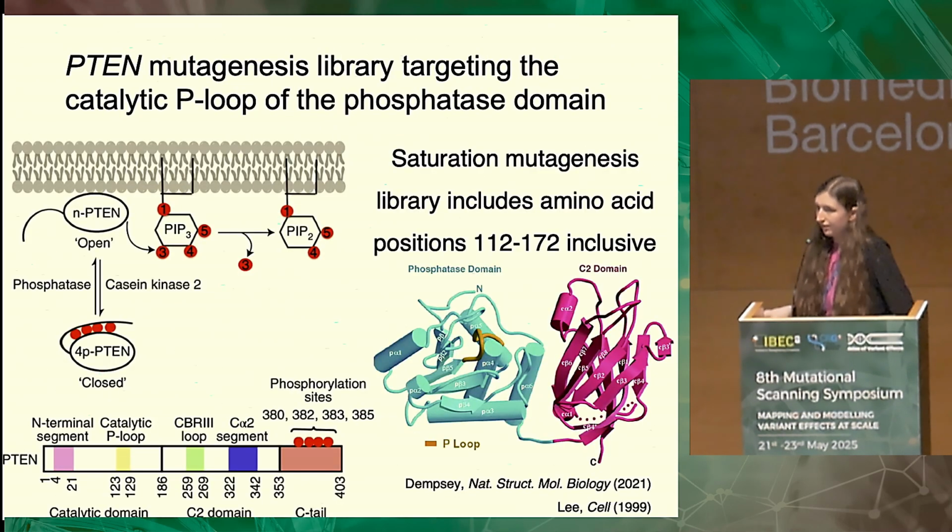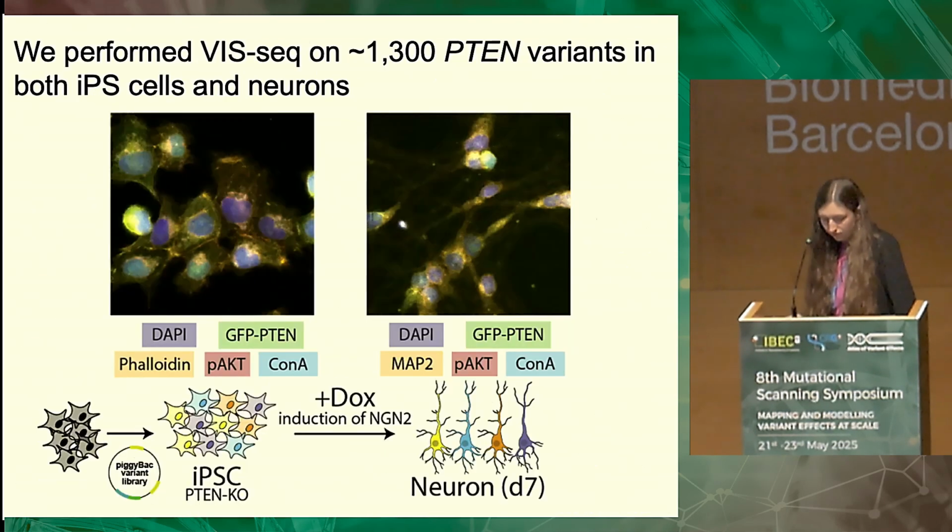So now that we can express a transgene over time, we can look at the PTEN gene again. PTEN is a phosphatase, and so we designed a small mutagenesis library around the catalytic P loop. That was from positions 112 to 172.